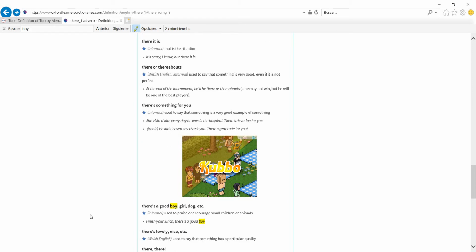In this case, when we say this phrase, there's a good boy, the stress is at the beginning. This "there" is not existential. It doesn't say there is a boy, but it is an emphatic way of saying what a good boy you are. So there's a good boy, and there's a stress. Of course, we can provide emphasis with the words, I mean, with a choice of language.